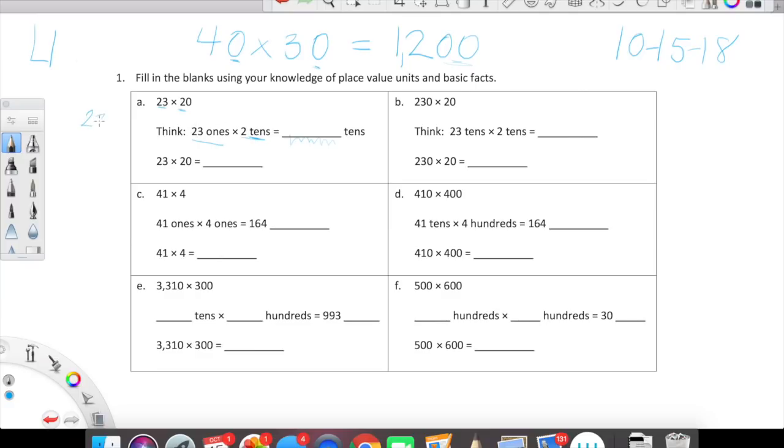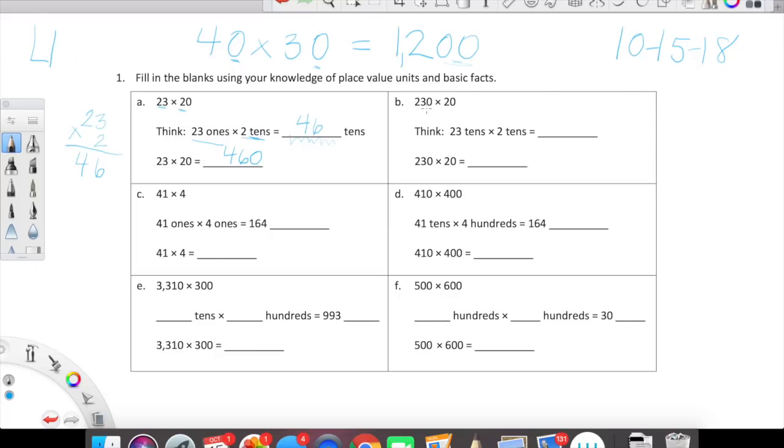If that isn't immediately obvious, please feel free to do 23 times 2 on the side. 23 times 2 is 46. So unit form here is 46 tens. What does 46 tens look like in standard form? Well, it's 46 tens, 460. Cool. Let's go ahead and look at this one.